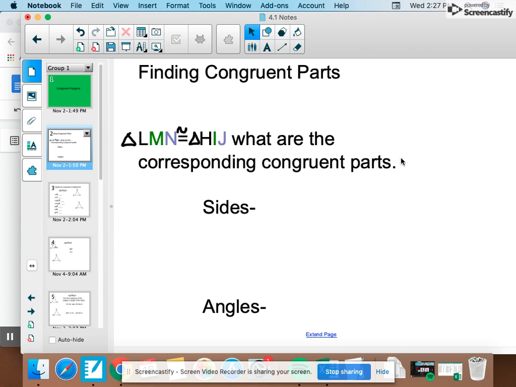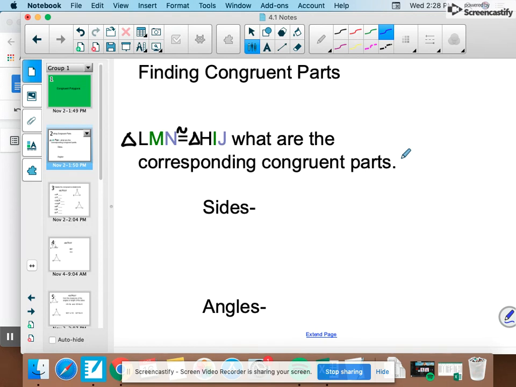So we're going to talk about congruent polygons. The first thing we're going to talk about is triangle congruence and how to match up the corresponding congruent parts. As you see here, I've got triangle LMN is congruent to triangle HIJ, and we're going to just say what the corresponding congruent parts are. When we're talking about triangles, we've got three sides and three angles. So we're going to write those corresponding congruent statements.